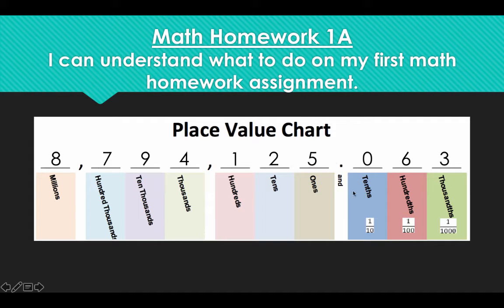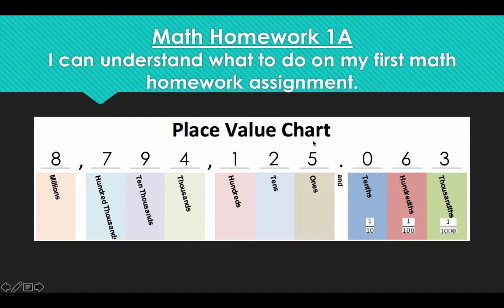8,794,125 and 63 thousandths. You'll notice here this and is right below the decimal point. Whenever you see numbers in word form, if you see the word and listed in there, that indicates that you have a decimal number. All the decimal places end in THS. You'll notice there's no ones place, that doesn't exist. This is the tenths place. Good way to think about that being the dimes place if you think about money. The hundredths place, think about that being the pennies place because it takes 10 dimes to make $1.